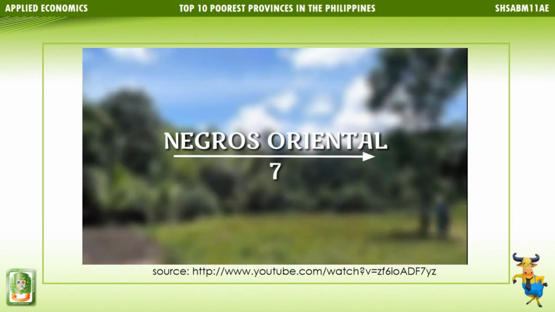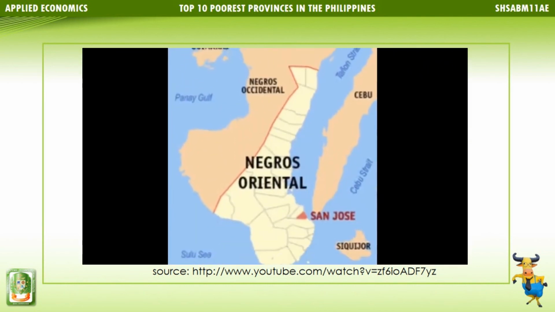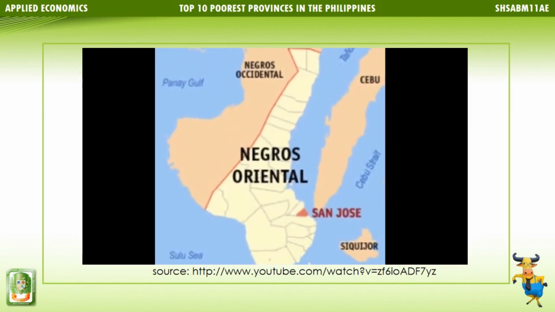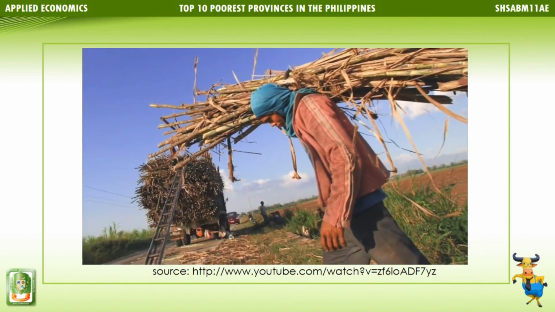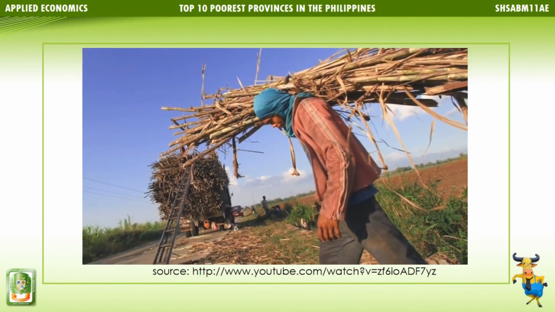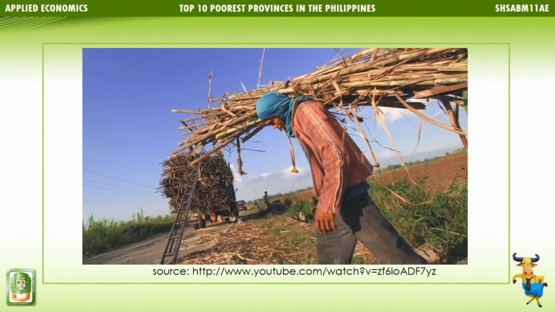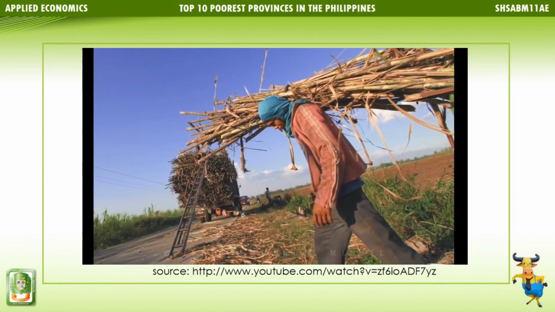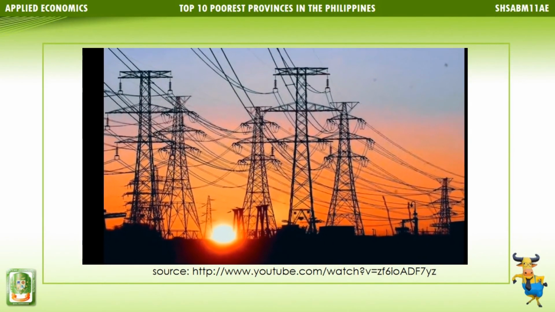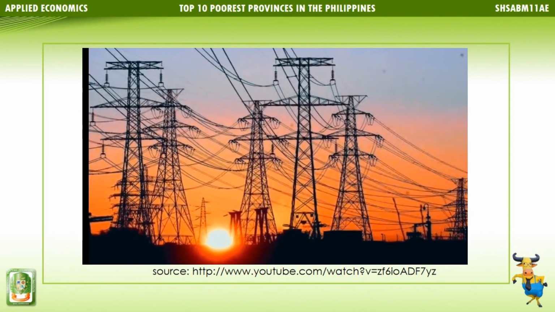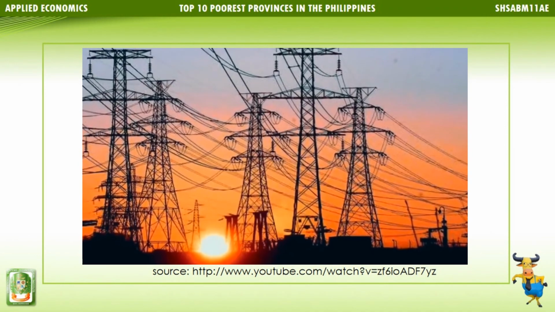Number 7. Negros Oriental. Based on the results of the latest Family Income and Expenditure Survey of the Philippine Statistics Authority, PSA, Negros Oriental or Eastern Negros is a province of the Philippines located in the southeastern half of the Negros Island region. Despite the fact that it has been an electricity supplier to its neighboring provinces and having good agricultural land, it still has a poverty incidence rate of 43.9%.